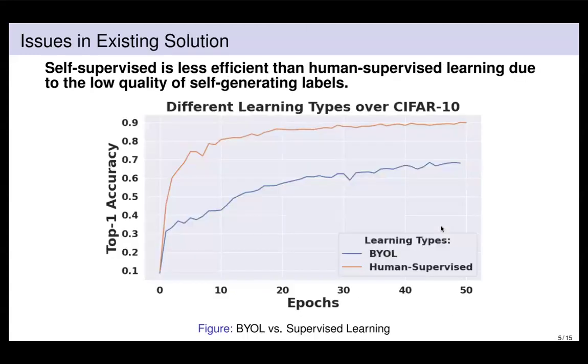However, there are some issues in existing solutions. That is, self-supervised learning is less efficient than human-supervised learning due to the low quality of self-generated labels. As you can see in this figure, when we use BYOL to train a model, the accuracy will increase, but slowly. While when we use human-supervised learning, the accuracy will increase much faster.